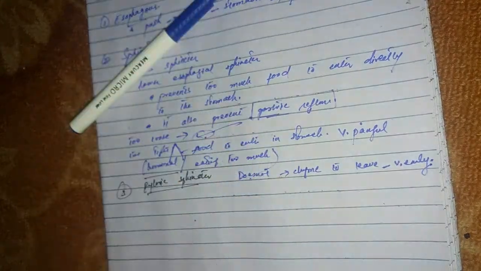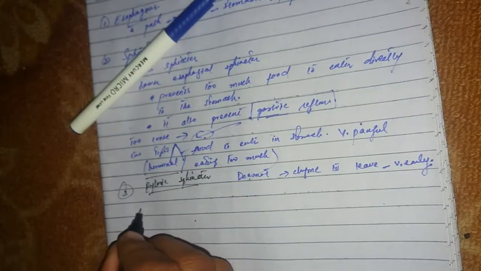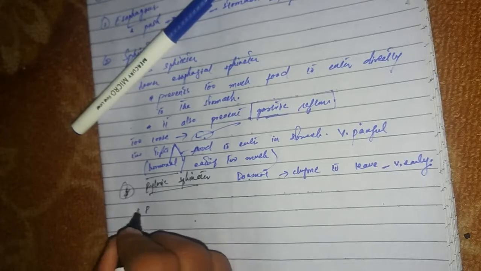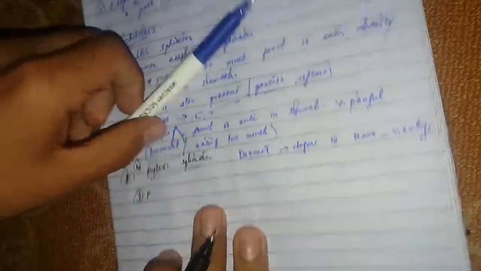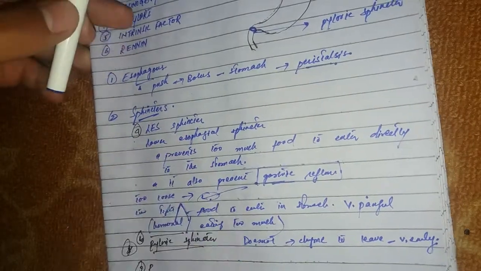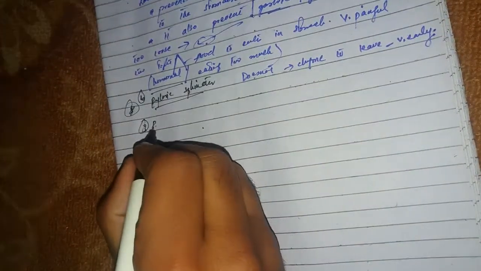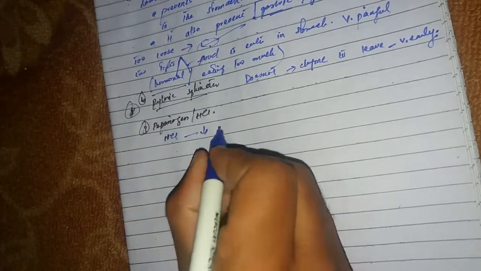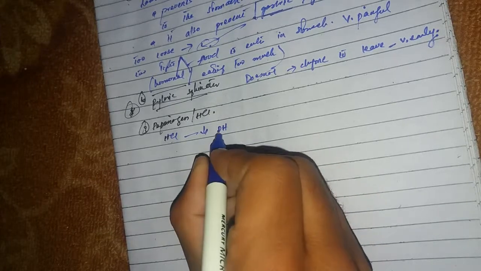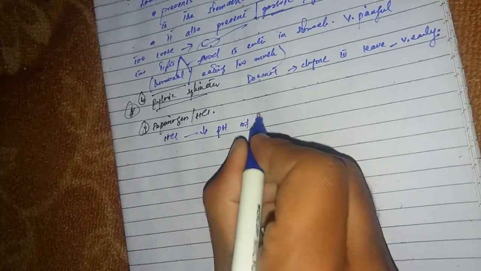Then we are moving towards pepsinogen. Now it is the third point. This was B, this was A. Now pepsinogen and HCl. What is the purpose of HCl in the stomach? HCl lowers the pH of the stomach.